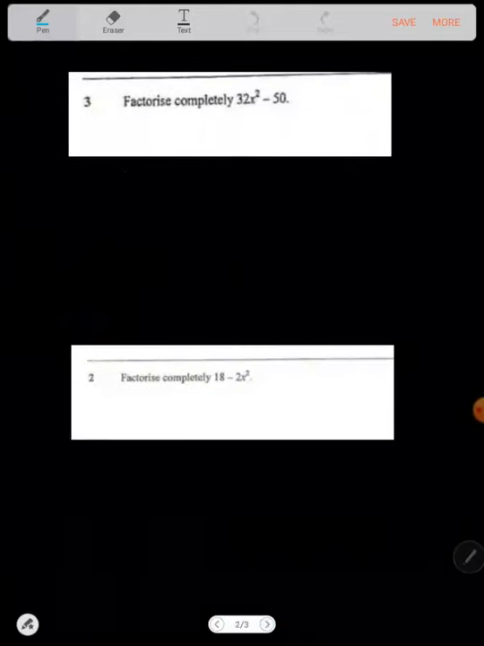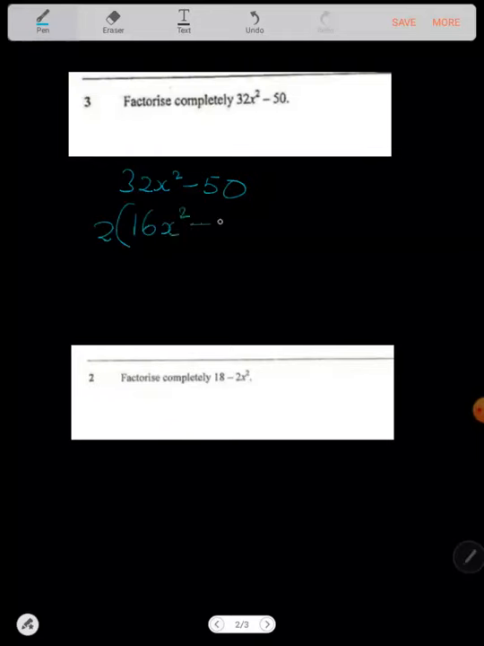Factorize completely. So we have 32x squared minus 50. You just need to find what can go into 32 and 50 here. 2 itself. When I remove 2 here, 2 into 32, I'm going to have 16x squared minus, 2 into 50 is 25.